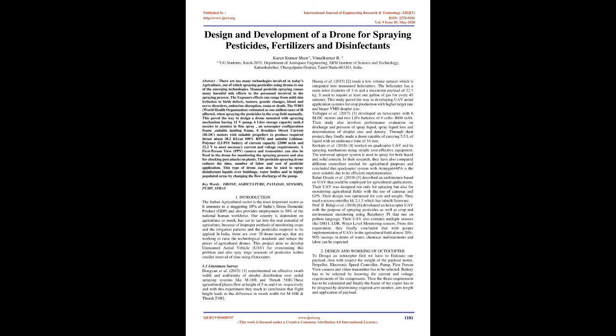1.1 Literature Survey. Donjian et al., 2015, [1] experimented on effective swath width and uniformity of droplet distribution over aerial spraying systems like M18B and Thrush 510G. These agricultural planes flew at heights of 5m and 4m respectively, and with this experiment they reached the conclusion that flight height leads to the difference in swath width for M18B and Thrush 510G.